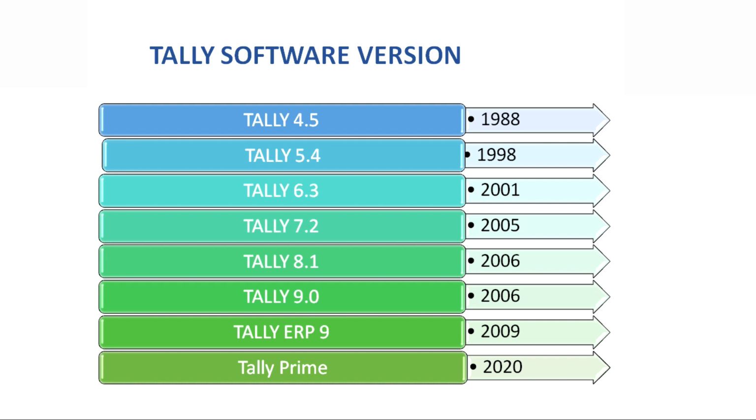ERP stands for Enterprise Resource Planning. Tally ERP stands for Tally Enterprise Resource Planning, which came in 2009, and now we are using Tally Prime. So these are the versions and the roadmap of how Tally came into the market and how they occupied the accounting software market in India. And Tally is one of the leading software in India. Thank you.